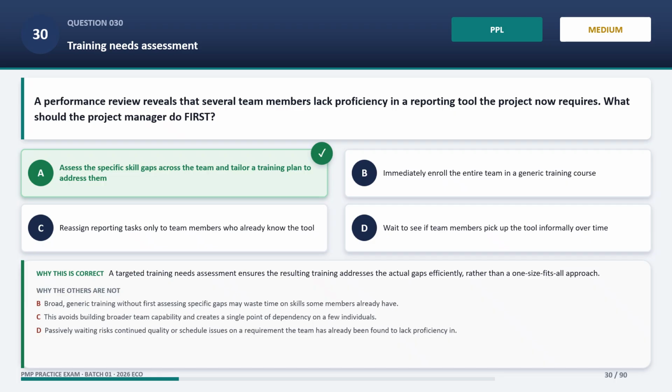Immediately enroll the entire team in a generic training course is incorrect. Broad, generic training without first assessing specific gaps may waste time on skills some members already have. Reassign reporting tasks only to team members who already know the tool is incorrect. This avoids building broader team capability and creates a single point of dependency on a few individuals. Wait to see if team members pick up the tool in a long time is incorrect. Passively waiting risks continued quality or schedule issues on a requirement the team has already been found to lack proficiency in.